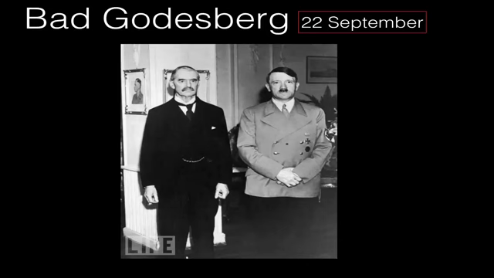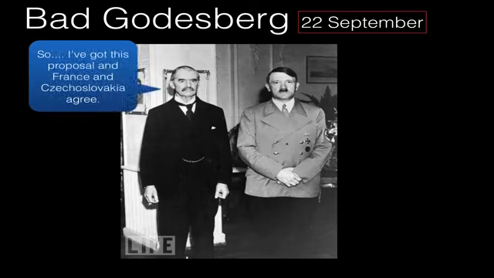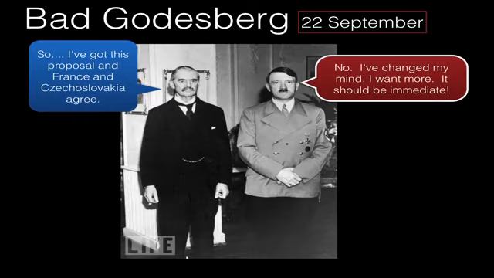So Chamberlain flies back out to Bad Godesberg in Germany on the 22nd of September, and he says, look, I've managed to get France and Czechoslovakia to agree to a gradual handover of the Sudetenland to Germany. Hitler says, nope, I've changed my mind. I want more. It has to be an immediate handover. I want my armed forces to go in and occupy it straight away. I want there to be referendums and plebiscites in the rest of Czechoslovakia to see if they want to split from Czechoslovakia. I've changed my mind. I want a lot more stuff now.